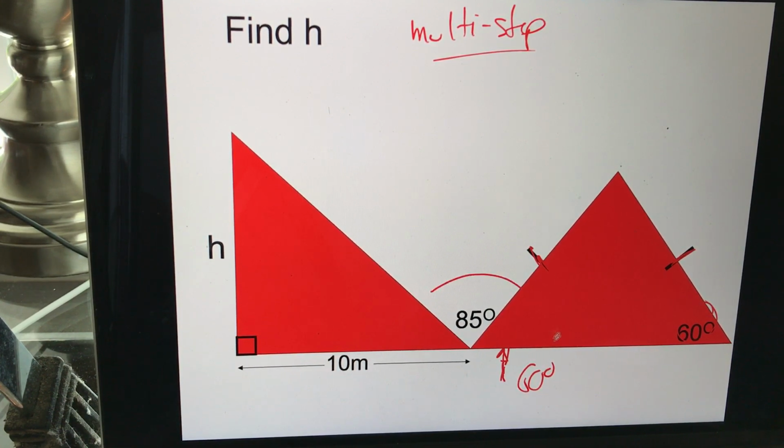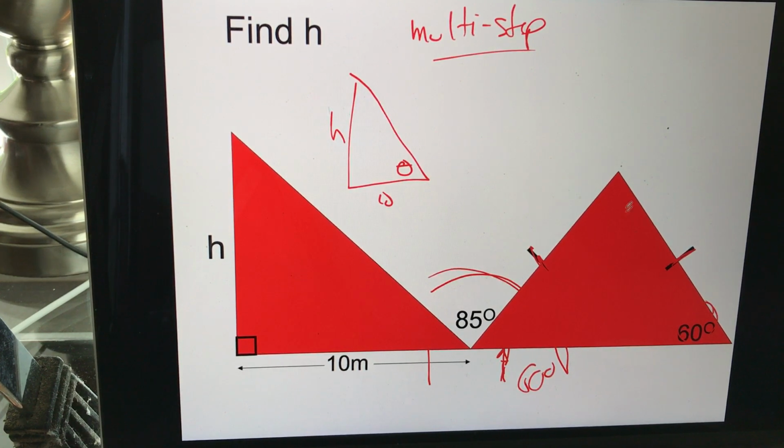If I know that's 85 and that's 60 there, then I can find that angle in there. And then once I have that angle, I'll draw it up here. Once I have that angle in there, that's 10, I can then find H. So it's almost like we start over here and we just work our way back across this way.